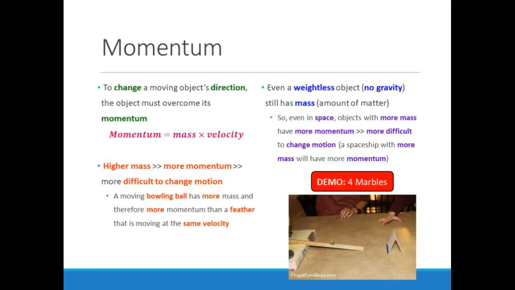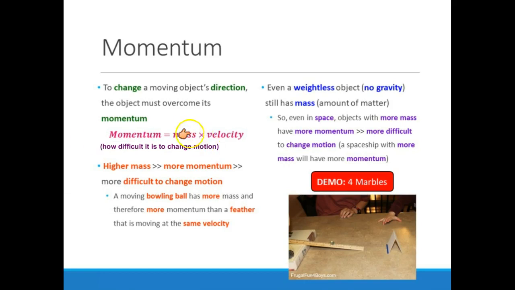Okay, so here's another term that we need to learn, and the term is momentum. If we want to change the way a moving object is moving, change its direction, we need to be able to overcome the object's momentum. And so momentum just means how difficult it is to change motion. Okay, so I'm going to write this right here. Momentum is just how difficult it is to change motion.